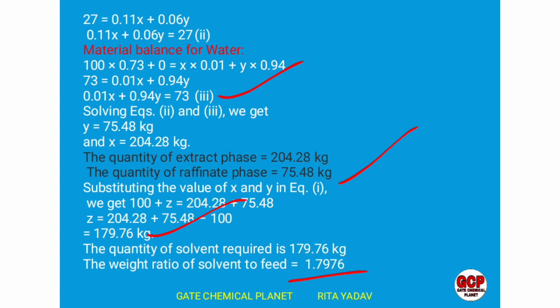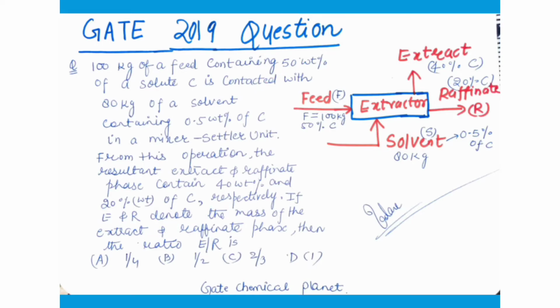Okay, now we will come to the next question. The next question is based on the GATE 2019 question paper, and one question was on extractor. According to the question, 100 kilograms of feed containing 50 weight% of solute C is contacted with 80 kilograms of solvent, which contains 0.5 weight% of C, in a mixer settler unit.